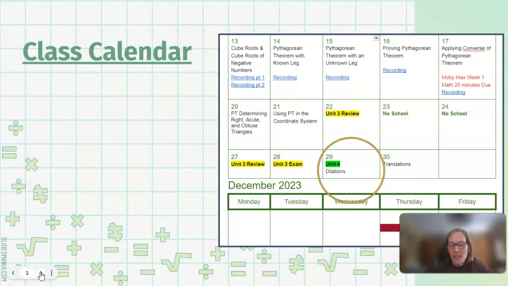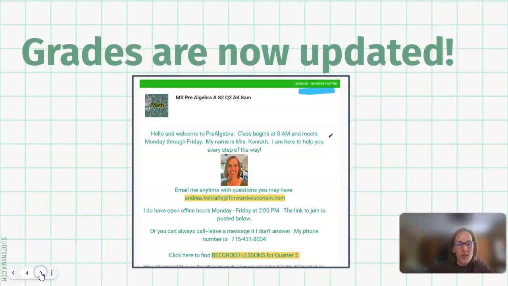Today we get to start unit number 4, which is all about dilations. Before we go ahead and do that, though, I want you to understand that grades are now updated. So take a hot second, go into Buzz, and check out your grades. If you look where my little blue highlight is, please make sure that you click on that to see what your current grade is, not only for Acellus work, but also for pre-algebra in general.